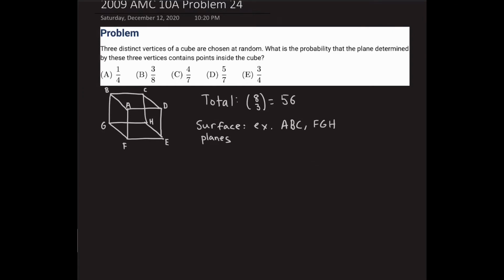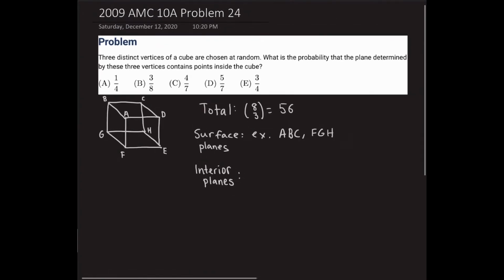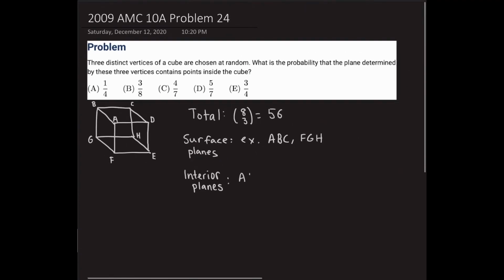Then the next kind we can call interior planes. And those are going to be what we want in the question. The ones that go inside the cube. And so an example of that would be AHF. And another example of this would be BDG.